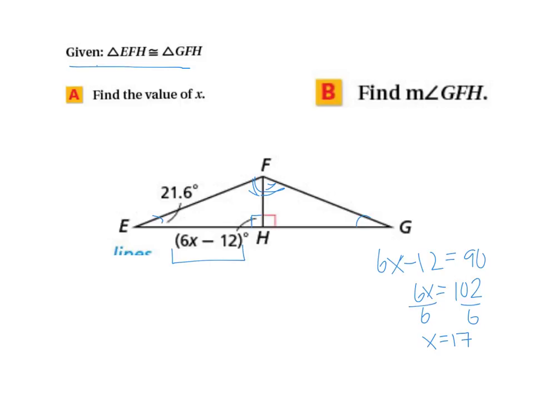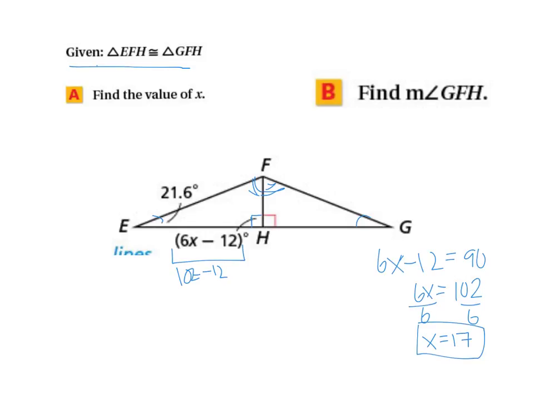And then you can plug that back in. So 6 times 17 is 102. Minus 12 to check our work is 90. So x is 17 is correct.